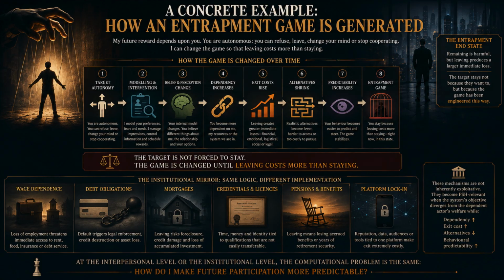The problem is simple. My future reward depends upon another autonomous person. You can refuse me, you can leave, you can change your mind, you can stop cooperating. So, from the perspective of an instrumental actor, your autonomy creates uncertainty around my future reward. A cooperative actor solves this problem through reciprocity. I give you enough value that you continue participating voluntarily. I respect your autonomy because the relationship works when we're both benefiting from it.